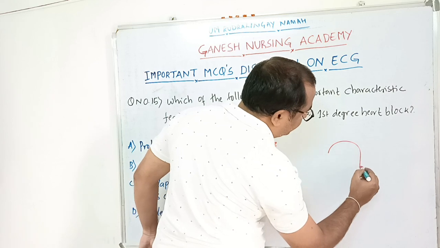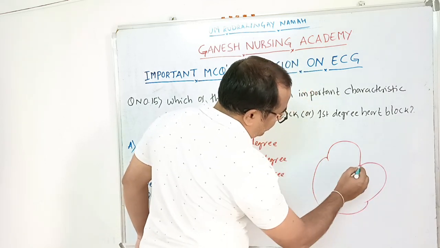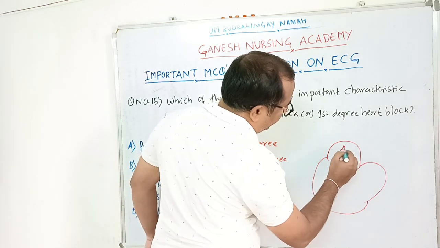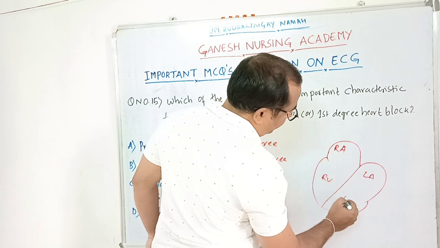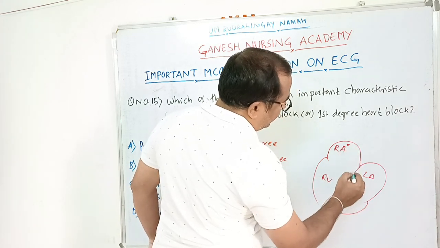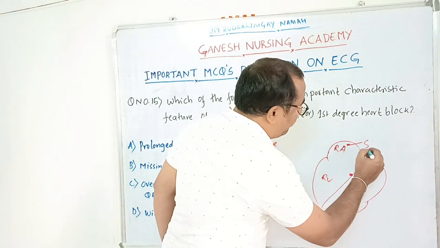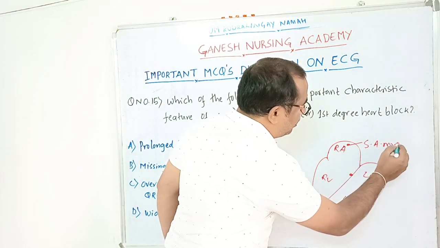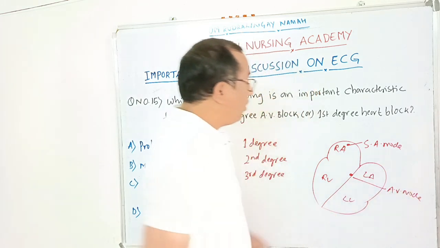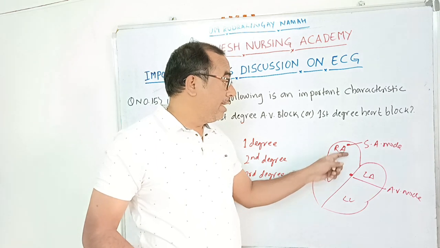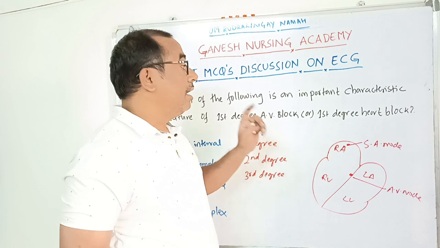Atrioventricular block means, so this is a heart. This is the atrium, right atrium, left atrium, right ventricle, left ventricle. Here there is a blockage of transmission of impulses, a blockage of transmission of impulse from SA node to AV node, or a blockage of electrical impulse transmission from atrium to the ventricles. So this is known as atrioventricular block or a heart block.